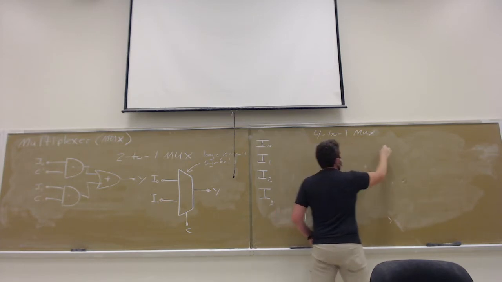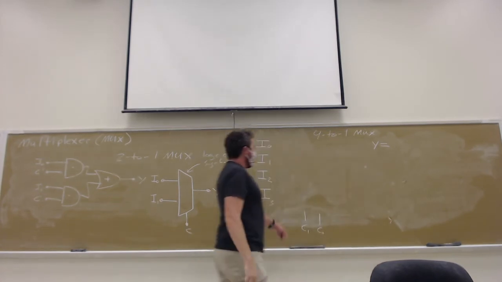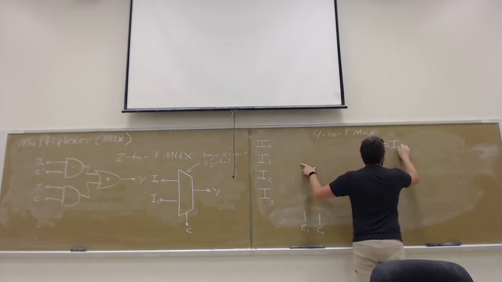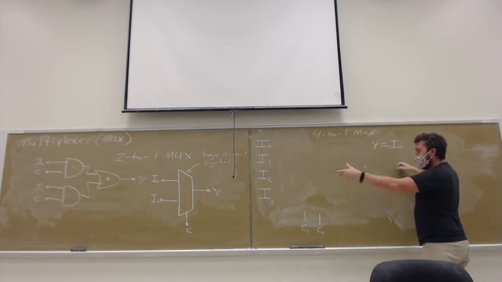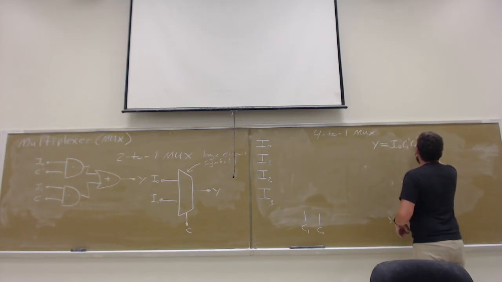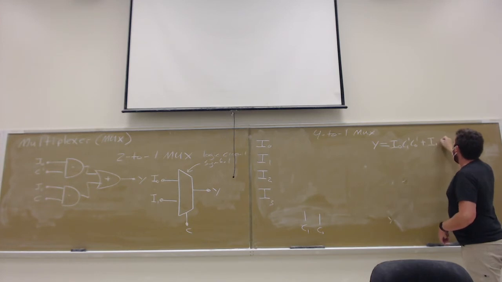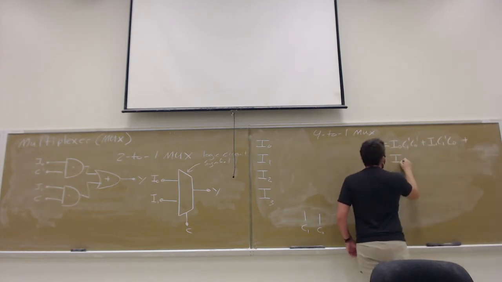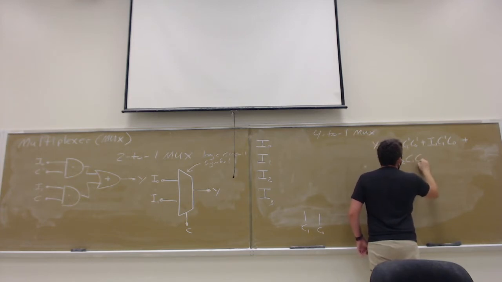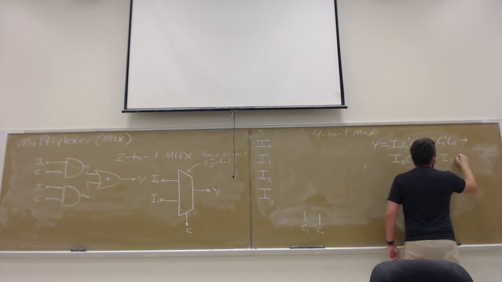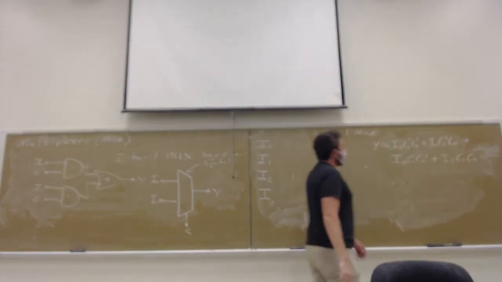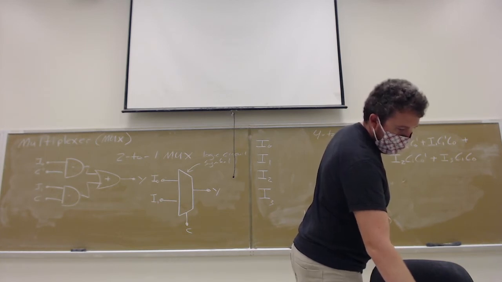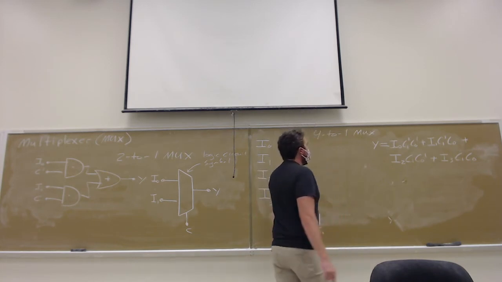Let's see, what is that going to look like? Since we have 2 bits of control to select each one, it makes our expression a little bit larger. So Y is equal to I0 and C1 prime and C0 prime, or I1 and C1 prime and C0, not primed, or I2 and C1 and C0 prime, or I3 and C1 and C0. Any questions about this expression?